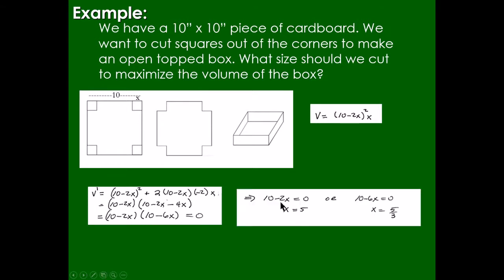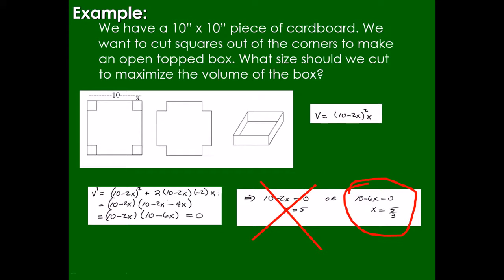That means that either 10 minus 2x equals 0 or 10 minus 6x equals 0. Simplifying, that means x equals 5 or x equals 5/3. I have two answers. Which one's right? Well, if my x was 5, then that means I pretty much just cut the box into 4 pieces. If I have x equals 5, my volume will be 0. So that is not the right answer. That gives me the minimum box. This is the right answer over here.